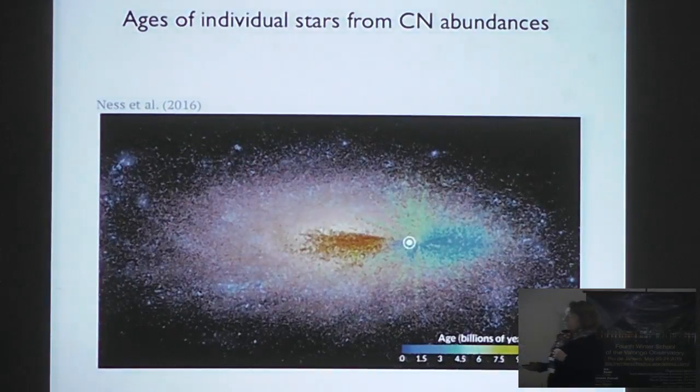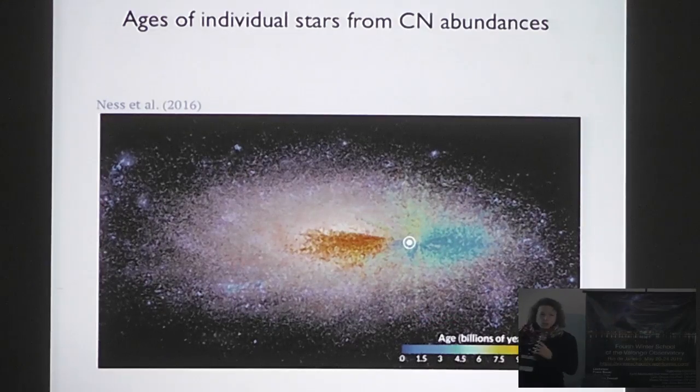So Melissa Ness, one of the first to use the Cannon method, could make a map of the ages of stars in our galaxy. The color code gives the age between 0 and 12 giga-years. This is the sun. This is more or less the galactic center. So what she found, in a press release of 2 years ago, is that stars in the inner solar circle, so stars between the sun and the galactic center, are predominantly old, while stars outside the solar circle are predominantly young.